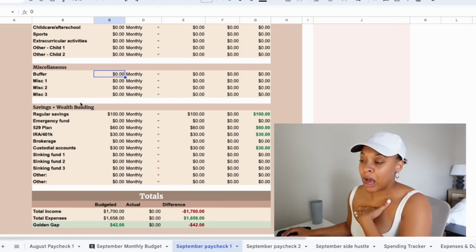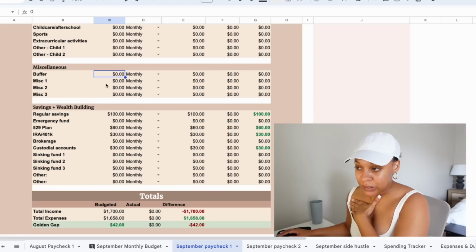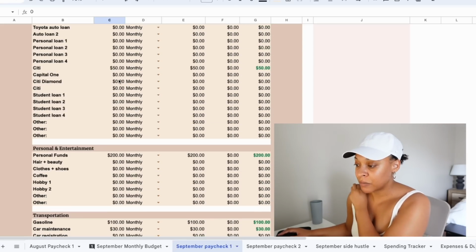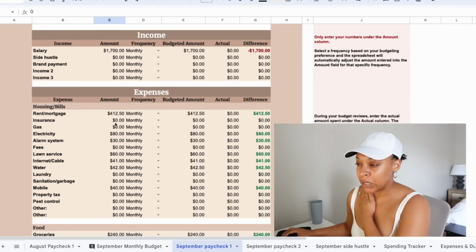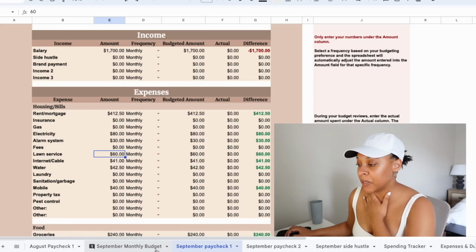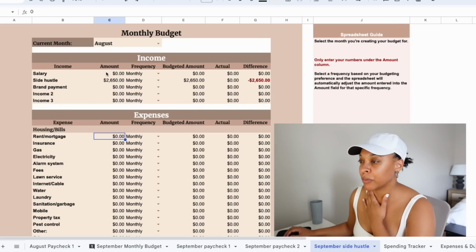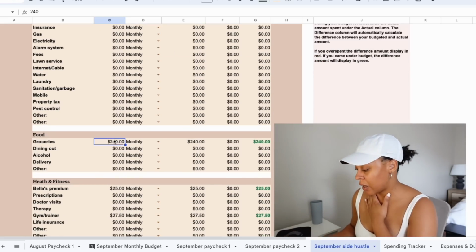It's normally about $100, but for September, I did want to include my lawn care each paycheck. So that is going to be $60 a paycheck, which is $120 a month. And that way I don't have to pull that from my side hustle because I never really know exactly when they're coming.